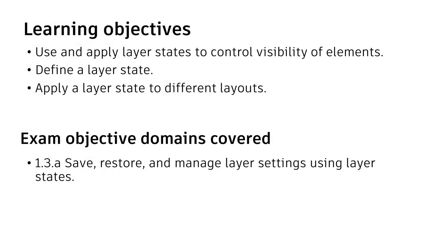After completing this lesson, you will be able to use and apply layer states to control visibility of elements in your drawing. Defining a layer state saves the current layer settings so you can restore those settings. You can restore all the layer settings or specify which layer settings to restore. A layer state can be updated to include new layers or remove layers or to change specific layer settings.